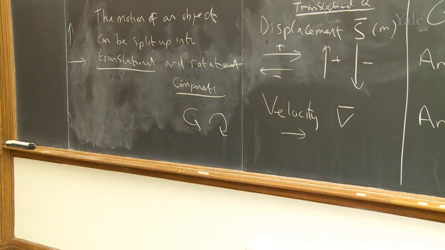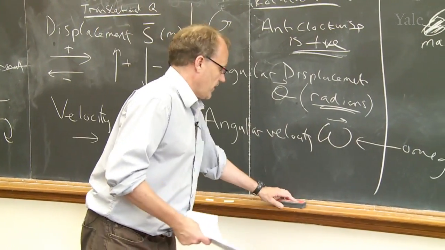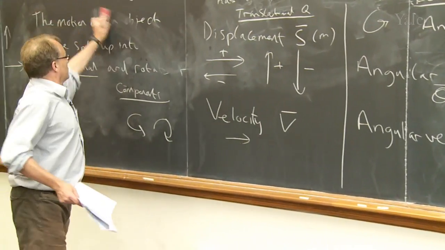Okay, so we have this vector called angular velocity. Now, omega is very useful. Remember, angular velocity is called omega.